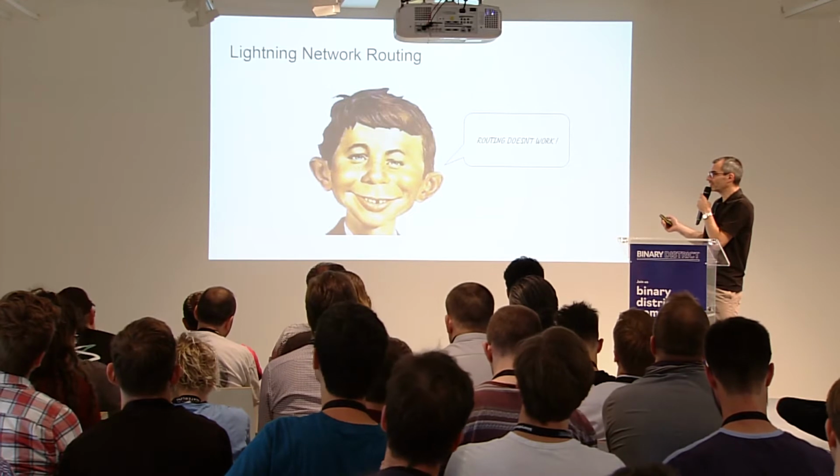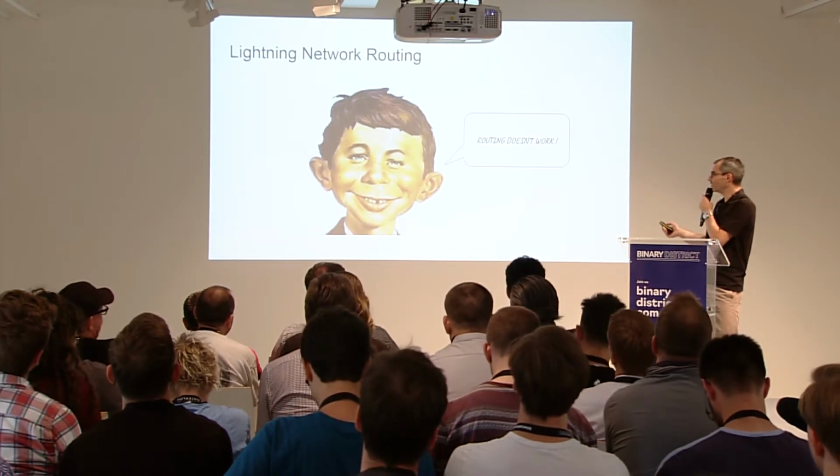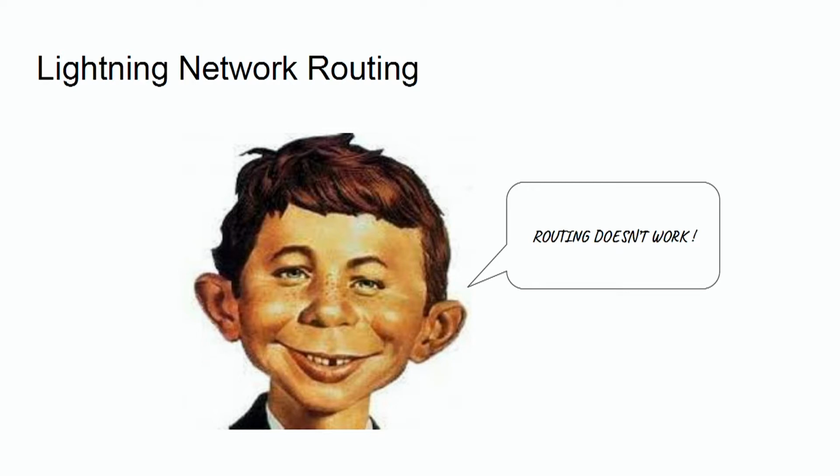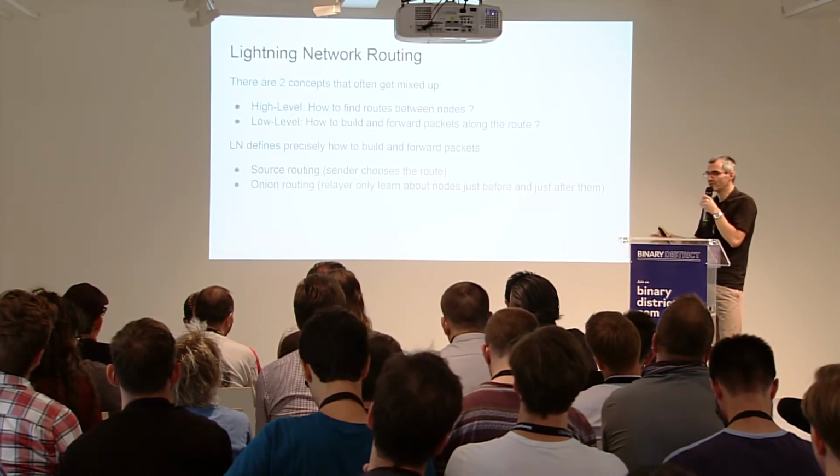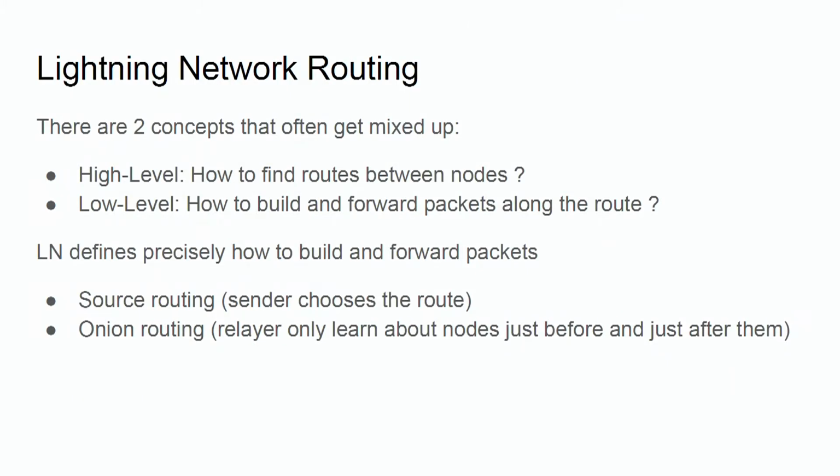So now we're going to talk about Lightning Network routing because it's a huge topic. A lot of people say that routing doesn't work because we have to solve impossible problems, and so on. There are two concepts in Lightning about routing that are mixed up very often. There's a high-level concept of how you find a route to your destination. Lightning is a peer-to-peer network, it's like a graph. To pay someone, you have to find a path to the destination in the graph.